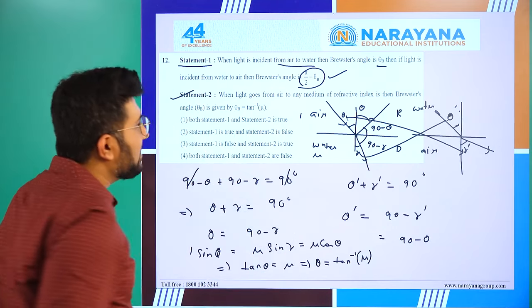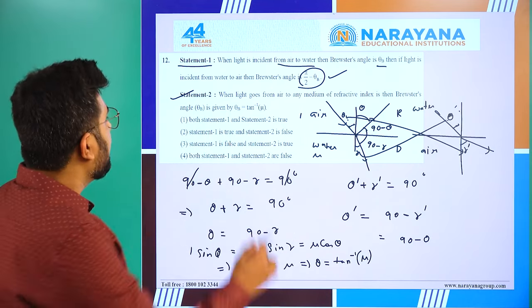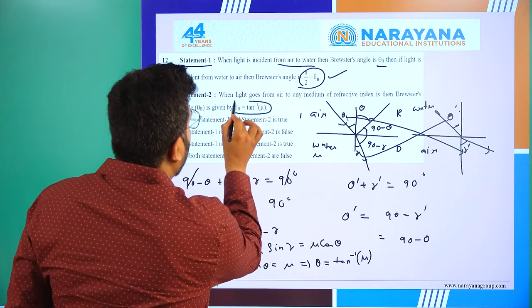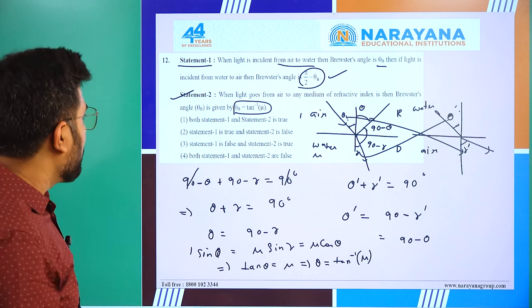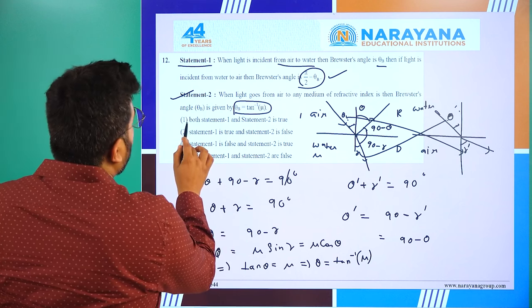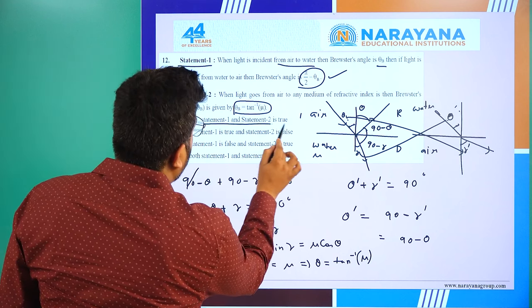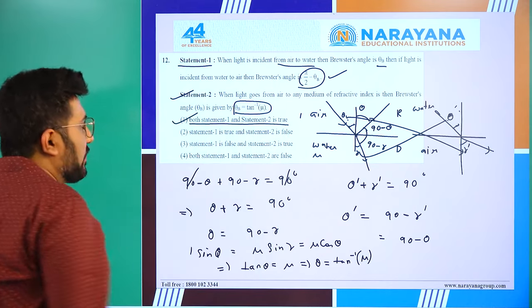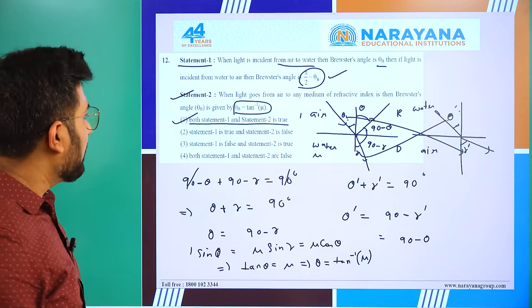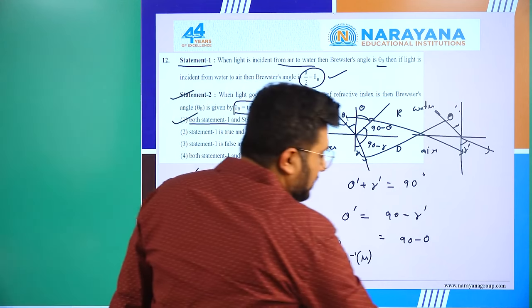This second statement is also correct, because they have asked you the Brewster's angle, and Brewster's angle theta b equals tan inverse mu. So I'll say the first option here, both statements 1 and 2 are true, is correct. Okay. Let's go to the next question.